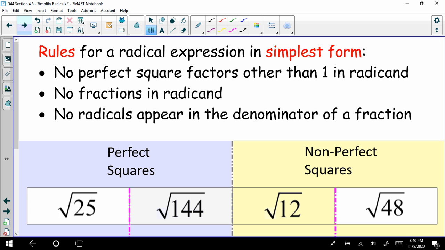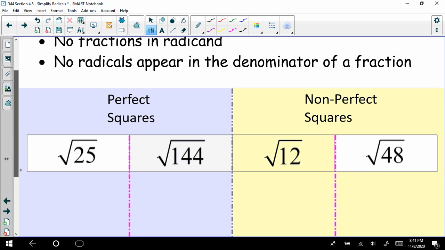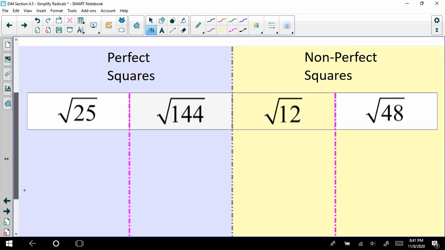So we've got these rules next for a radical expression in simplest form. So this becomes like your checklist. No perfect square factors other than 1 in the radicand. No fractions in the radicand, and no radicals appear in the denominator of a fraction. Okay, so we'll do some examples so that this all becomes clear.